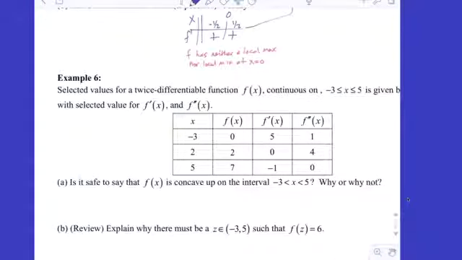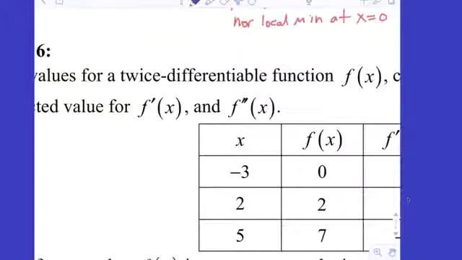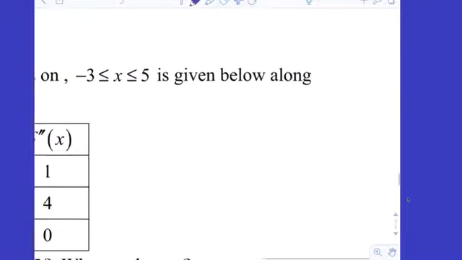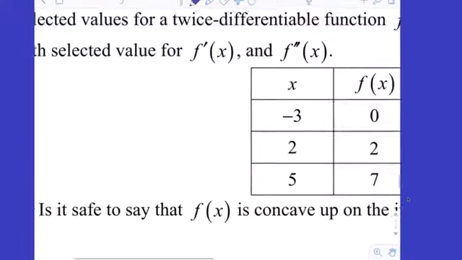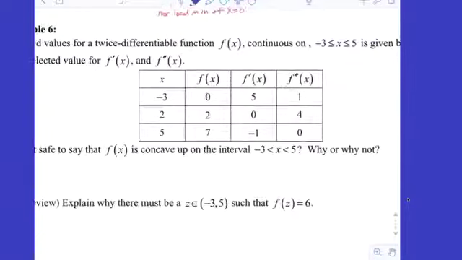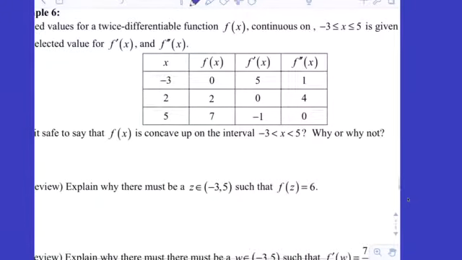Wow, good segue. Selected values for a twice differentiable function. That means that the function is continuous and the derivative is continuous as well, because it's also differentiable, on the interval from -3 to 5 is given below, along with some selected values of f prime and f double prime. Okay, and we have f values there. Cool. Part A, is it safe to say that the graph is concave up from -3 to 5?